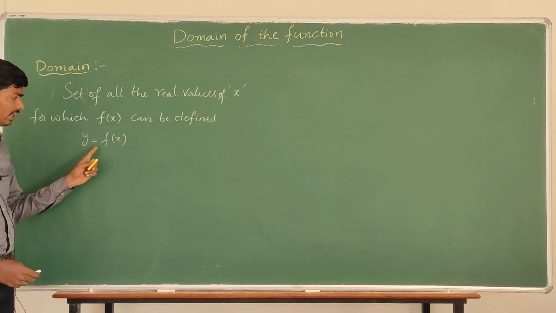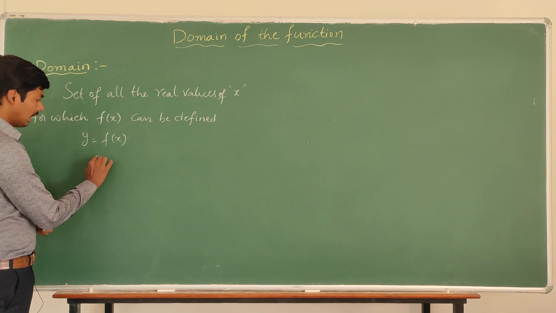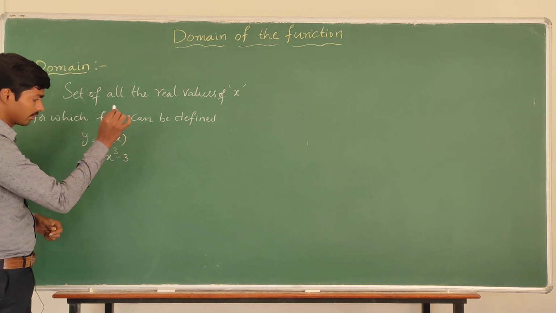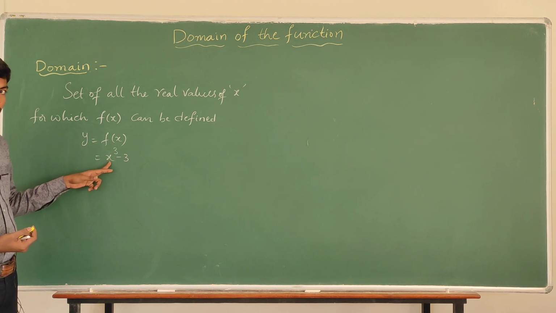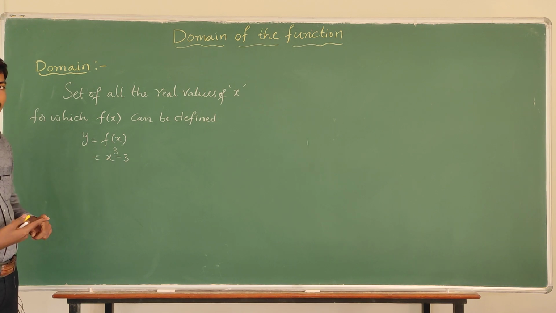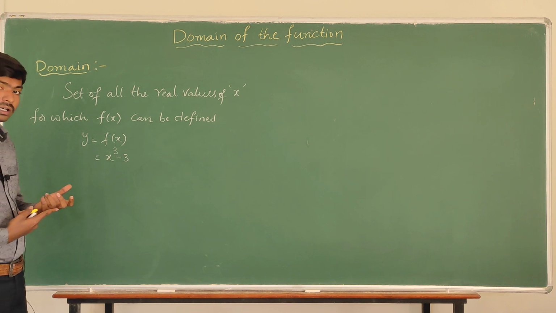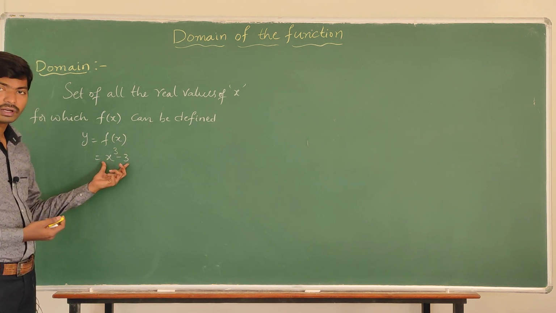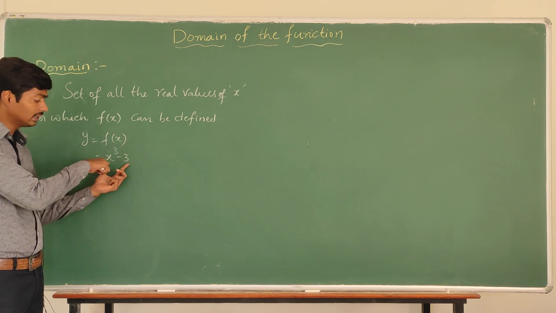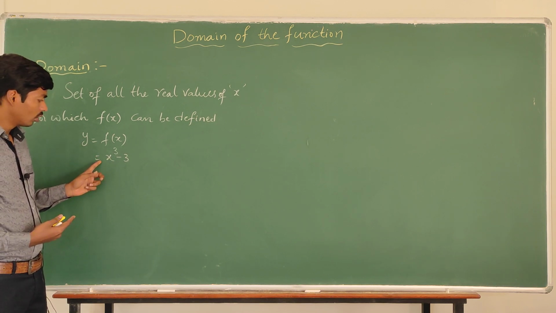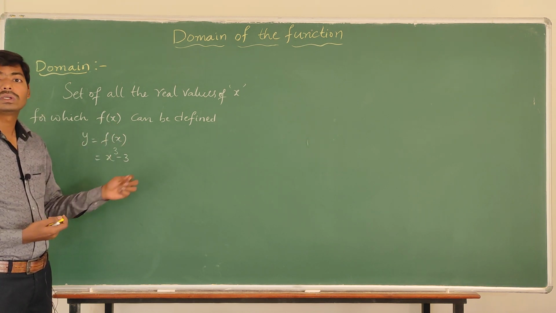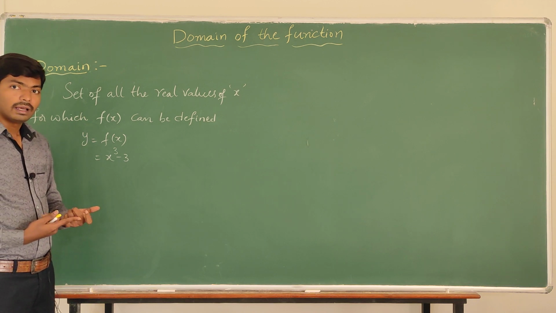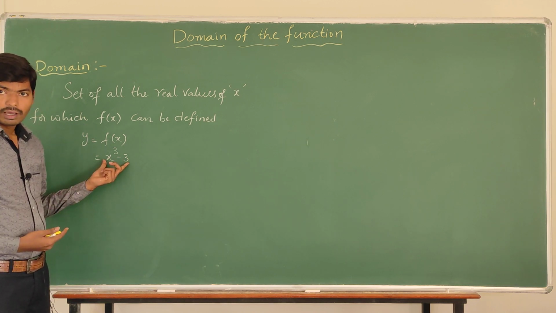Now y equal to f of x is my function. Let us take f of x is x cube minus 3. Suppose you replace the x value with any real number, for all the real numbers for which this function can be defined, that means after substituting the x value with the real number, the value of the function is a real number, then we can say the function can be defined at a particular value of x.